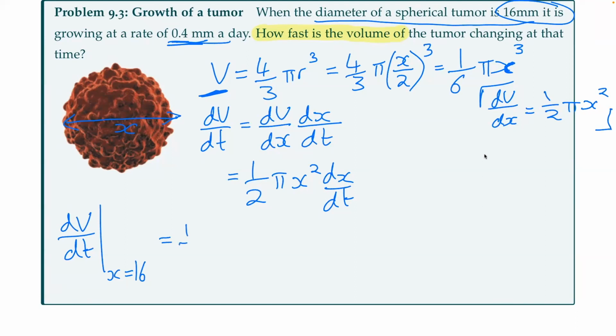So all I need to do now is take a half times pi, substitute in my x value, and then my dx/dt, we were told in the question. So when the diameter of the spherical tumor is 16 millimeters, it's growing at a rate of 0.4 millimeters a day. Diameter is x, so our dx/dt at this point in time is 0.4 millimeters per day.